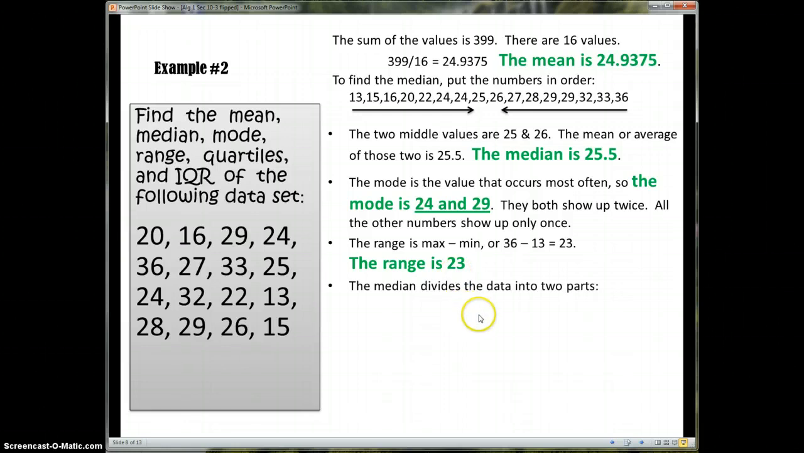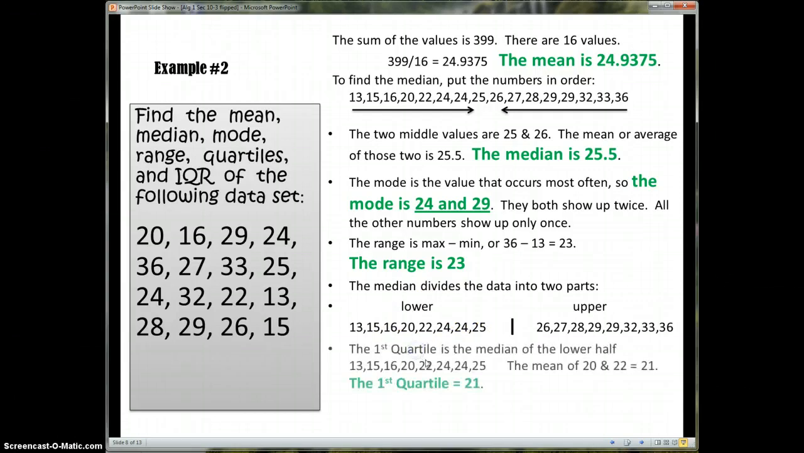Okay, we have the median. The median divides the data into 2 parts, the lower half and the upper half. Just looking at the lower half, we can find the first quartile. So just looking at these, we find the median of these. We start moving in from this side, and we move in from this side. If we come in 3 from this side, that gets rid of those first 3. We come in 3 from this side, gets rid of those, and that leaves a 20 and a 22. You find the mean of those 2. The mean of 20 and 22 is 21, so the first quartile is 21.